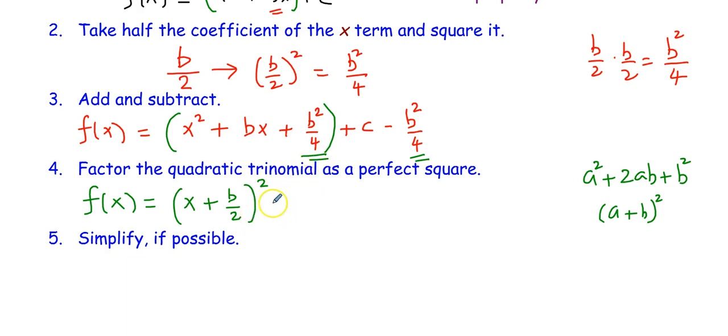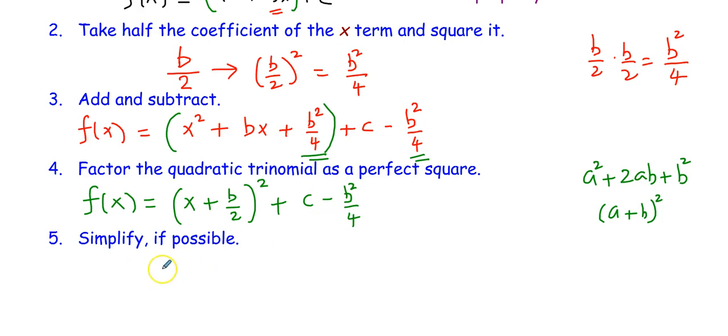And then plus c minus b squared over 4. So from step 3, it is transformed into (x plus b over 2) whole squared plus c minus b squared over 4. This is like the vertex form of a quadratic function. We are going to look at an example instead of a, b's and c's. You'll understand it better.